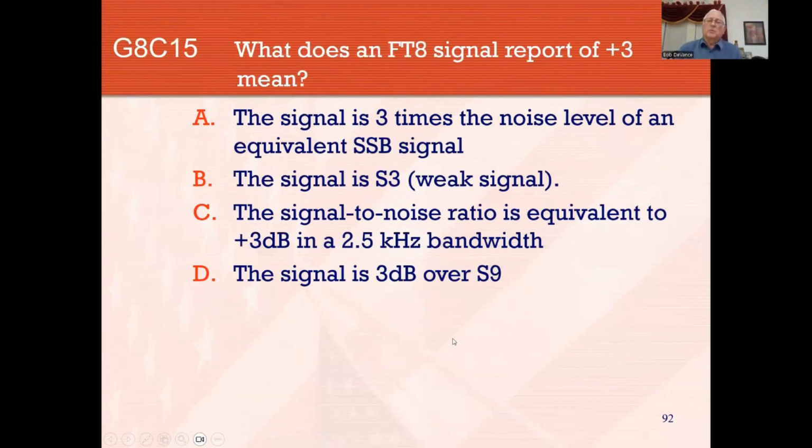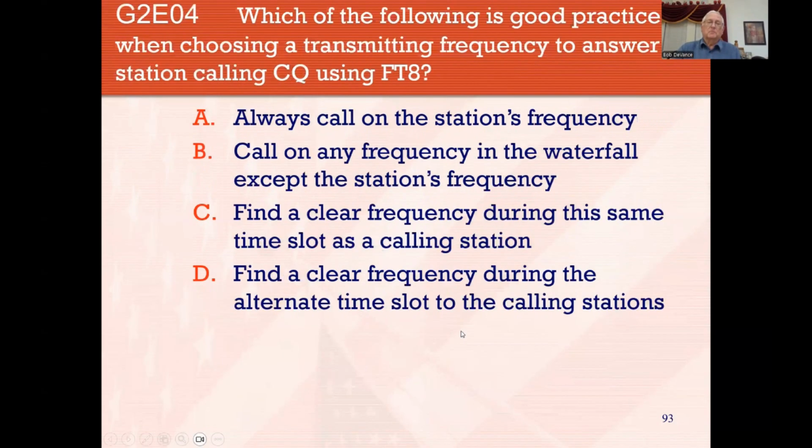When an FT8 reports a +3, it means it's 3 dB over a 2.5 kilohertz bandwidth signal to noise ratio. And that's one of those canned answers that it's best just to memorize it and not worry about it.